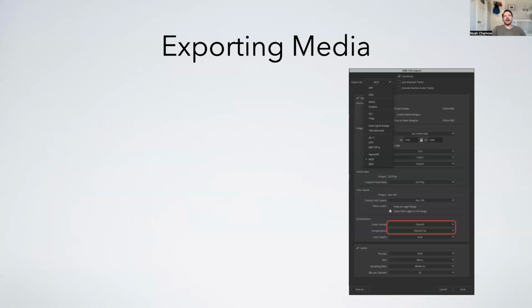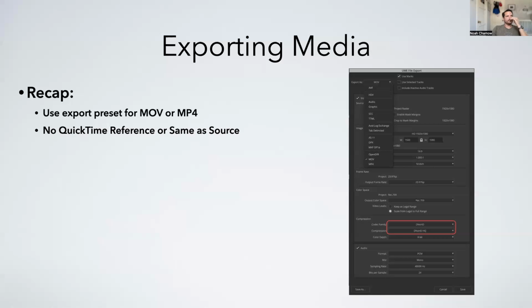Okay, so to recap exporting media, use the export preset for MOV and MP4 instead of QuickTime Movie. There's no ability to create a QuickTime reference or a same as source file. All of your export settings coming over from a previous version of Media Composer that had QuickTime will need to be recreated. But the silver lining is that exports are now much faster.